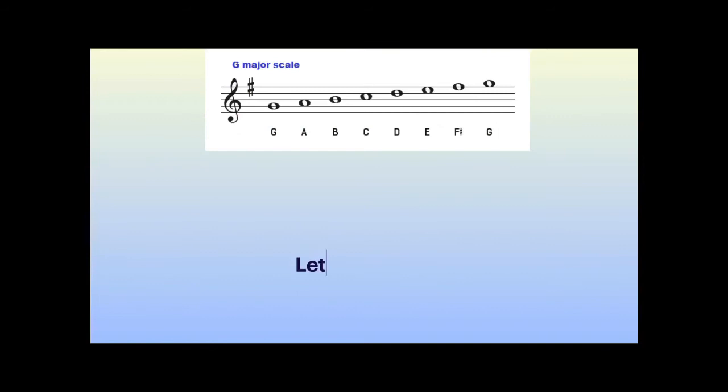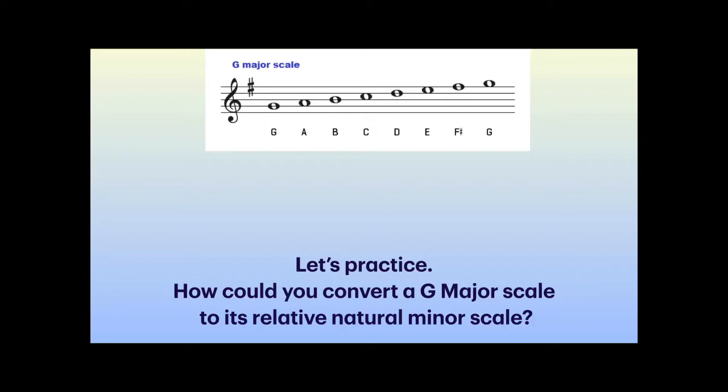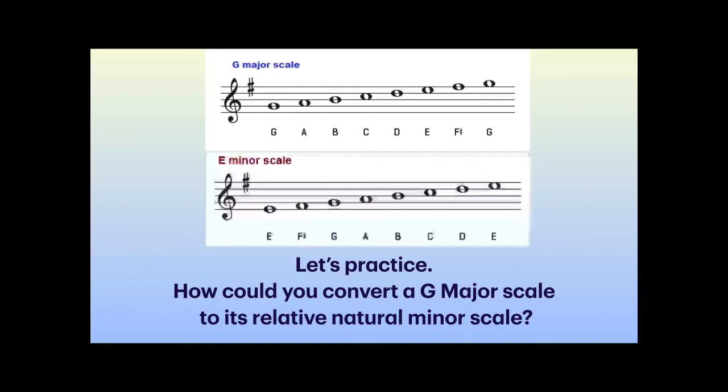Let's practice. How could you convert a G major scale to its relative natural minor scale? Well, we go up to the sixth scale degree, which in this case is E. And we build a scale going from E to E, but with the key signature of G major. This creates an E minor scale.